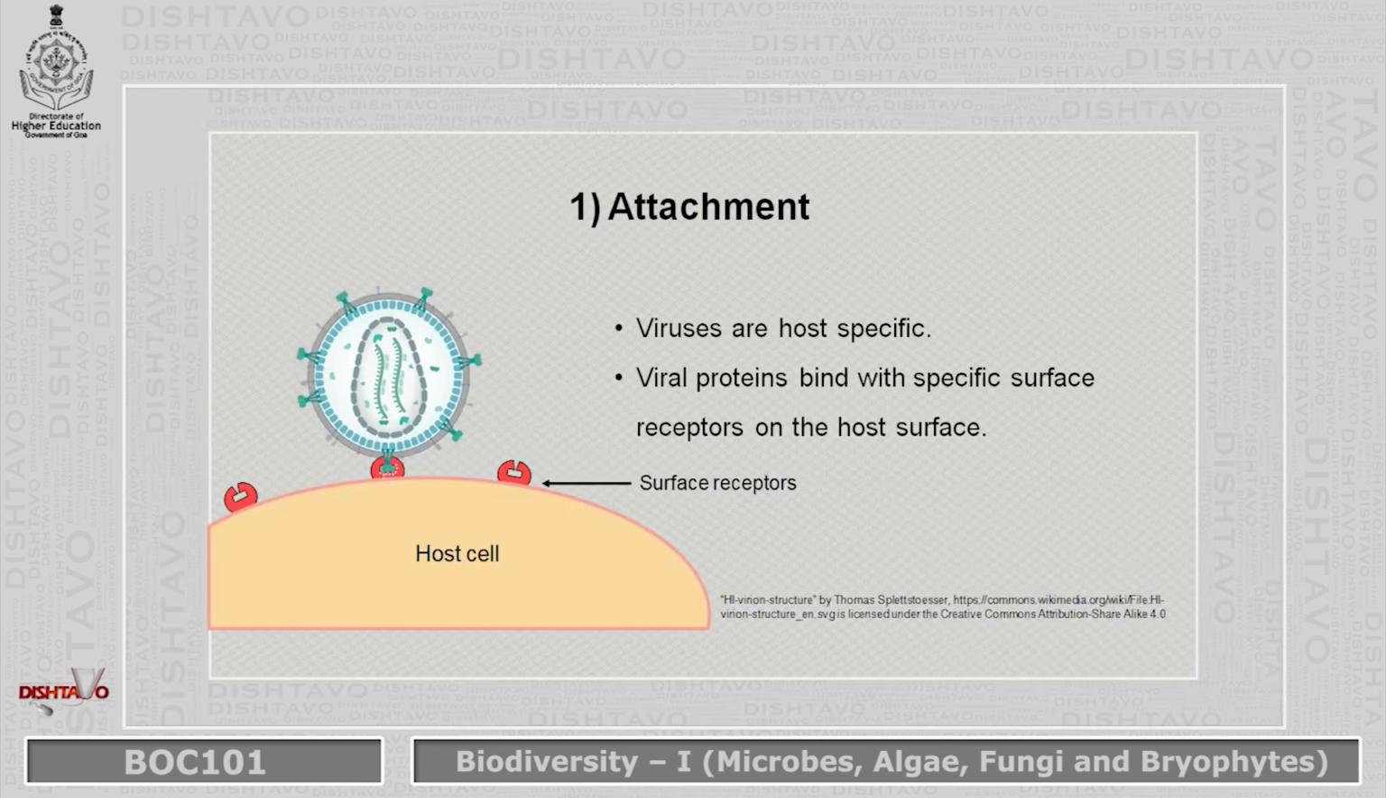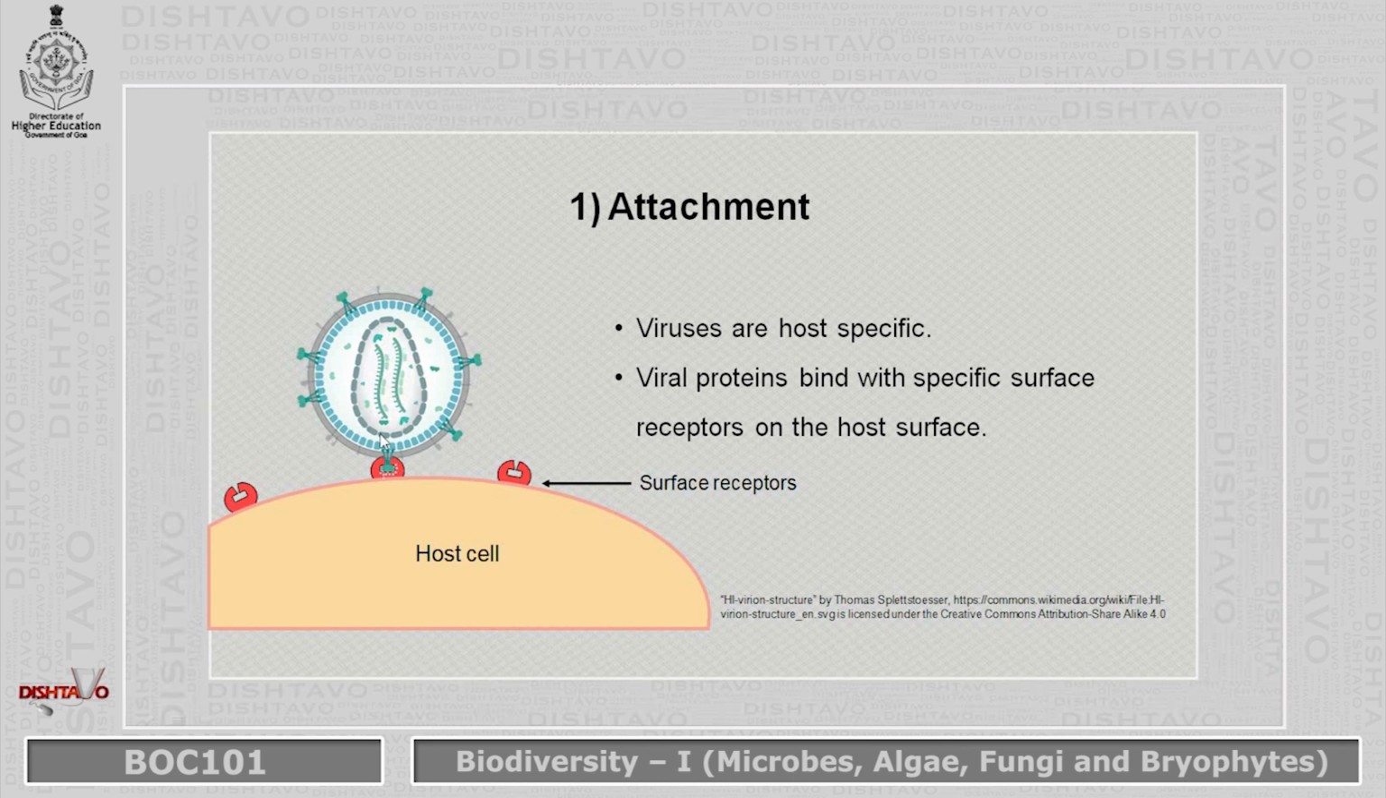This is the first step in viral replication, that is attachment. This is a host cell which contains specific surface receptors on it, which are indicated red in color in this diagram. These specific surface receptors are made up of glycolipid or glycoprotein. This is a virus particle. It has a nucleic acid, a capsid and an envelope.